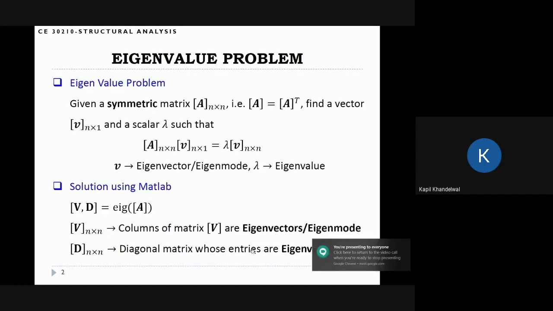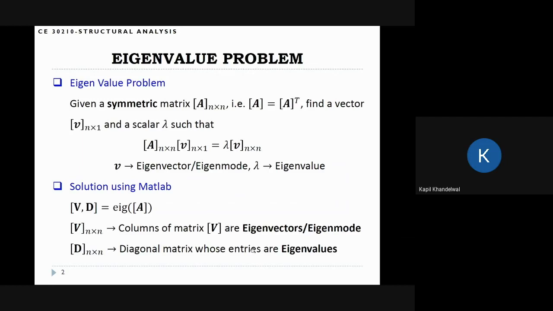So the main idea is as follows. The stability of the structural system is actually closely associated with the eigenvalue problem. And if you recall from your linear algebra class, like a long time back, eigenvalue problem is a very fundamental problem in algebra or in linear algebra. So in this case, we are going to state the eigenvalue problem like this.